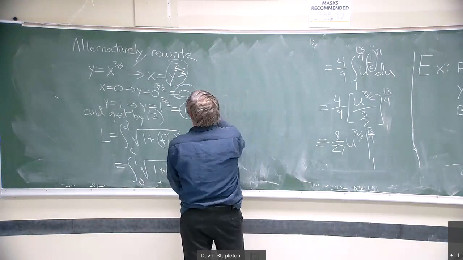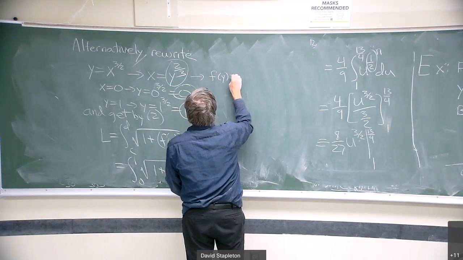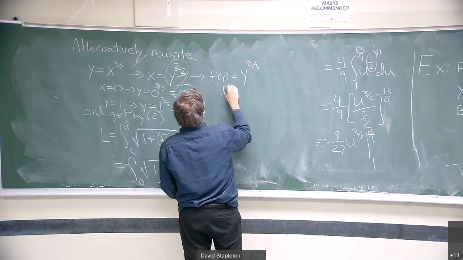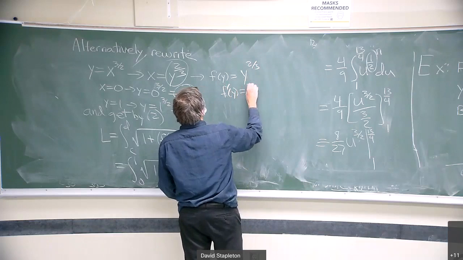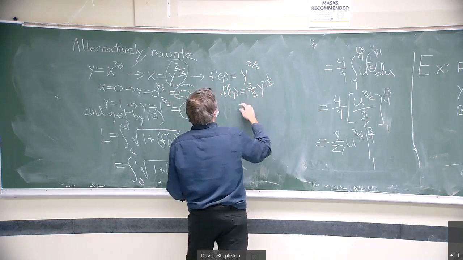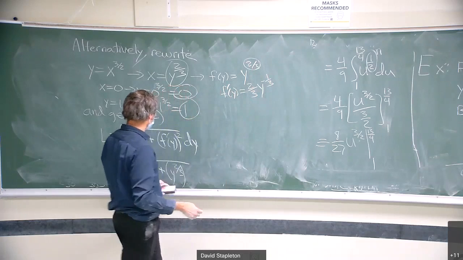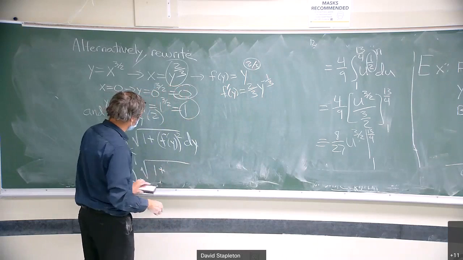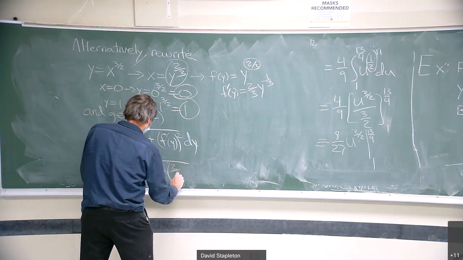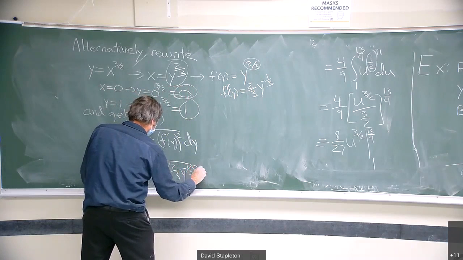So our function we're finding the arc length of is f of y equals y to the 2/3. Its derivative, f prime of y, is 2/3 y to the minus 1/3, right? y to the n has derivative n y to the n minus 1. So this one here that I'm going to square is f prime of y, 2/3 y to the minus 1/3. And I need to square that, dy.